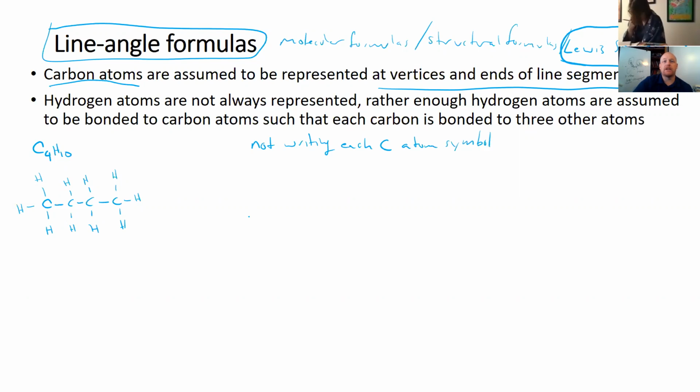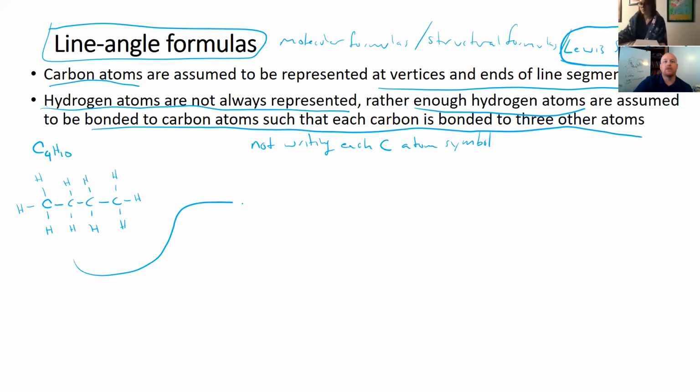Okay, we assume that they're there. The other thing we're going to do is with the hydrogen atoms, we're not always going to represent hydrogen atoms either. Instead, we're going to have enough hydrogen atoms bonded to the carbon atoms such that each carbon atom is bonded to three other atoms. So this molecule here in a line angle formula would be represented like so.